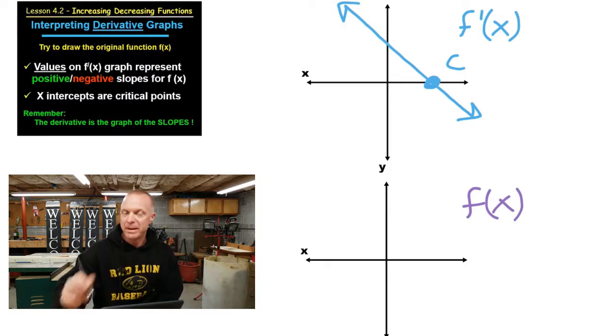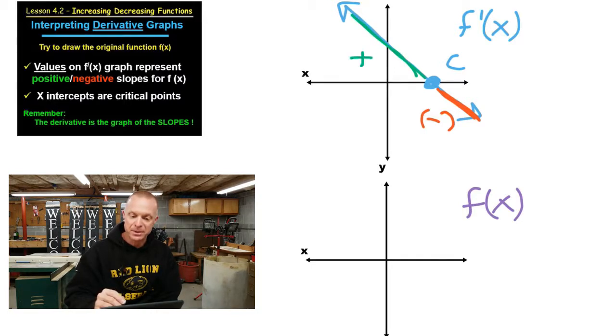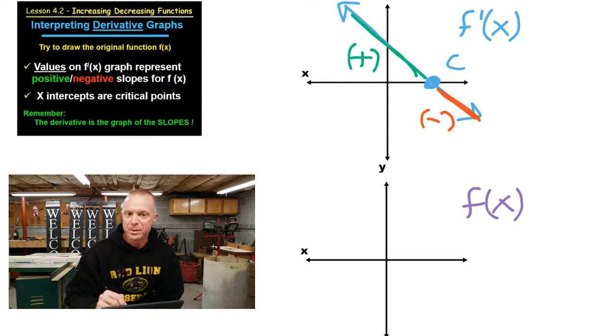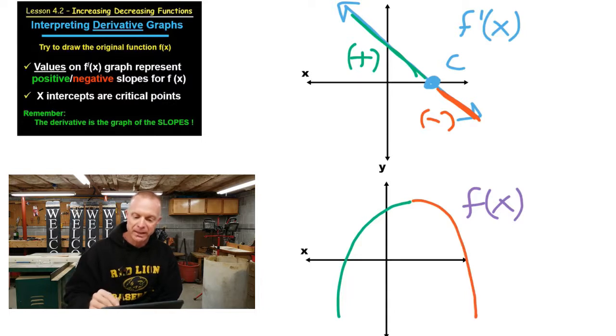Now, we want to be careful that you don't look at this and say that it always has negative slopes. It's definitely true that it sometimes has a negative slope. That would, of course, be these negative values. But it actually has positive slope because, well, it has positive values. So what kind of graph are we talking about here? We're talking about a graph that goes up and then goes back down. And notice that the change is occurring at point C.